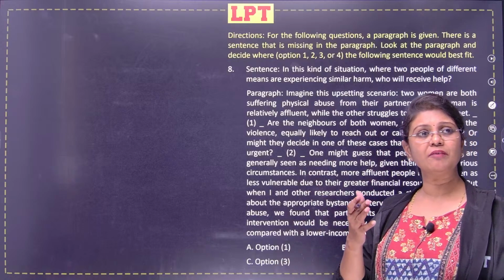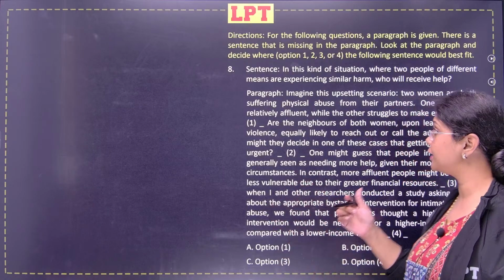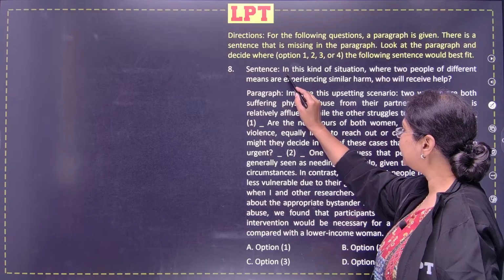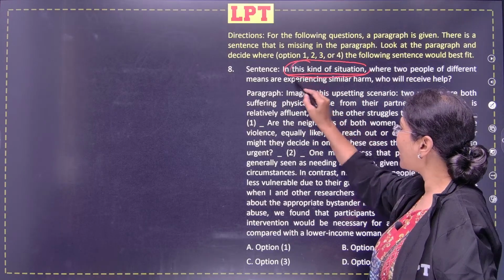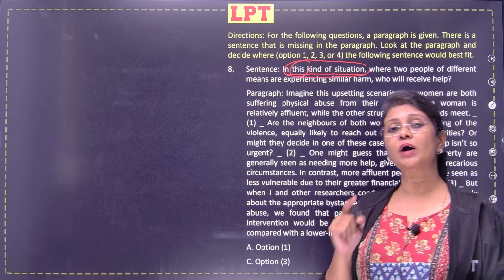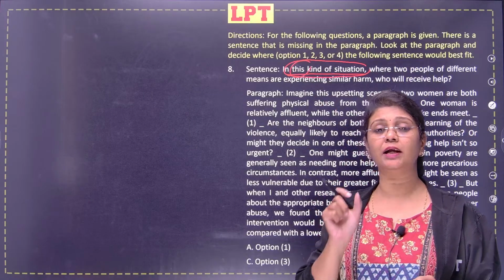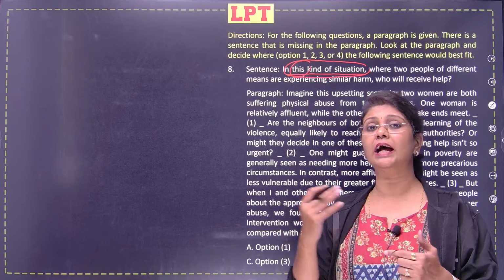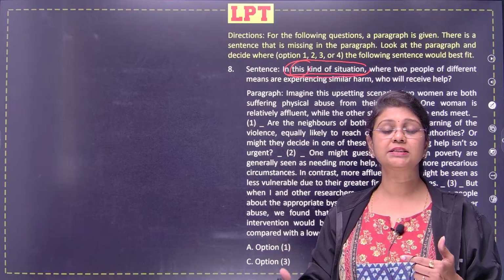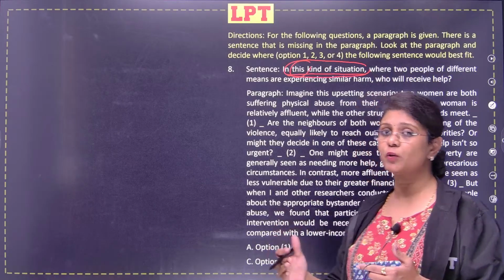Alright, so some of you have got an answer. Let's evaluate whether it is correct or not. So the sentence says, in this kind of situation. Now look at this, you have a pronoun here. Whenever you have a pronoun, you have to pay special attention to it because it refers to something, and if you can find that reference within the previous line, that will help you eliminate the other choices. So let's look at it.